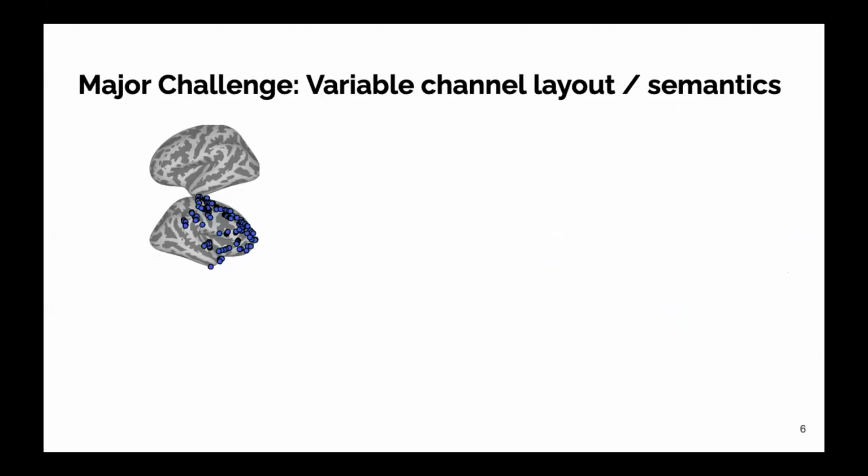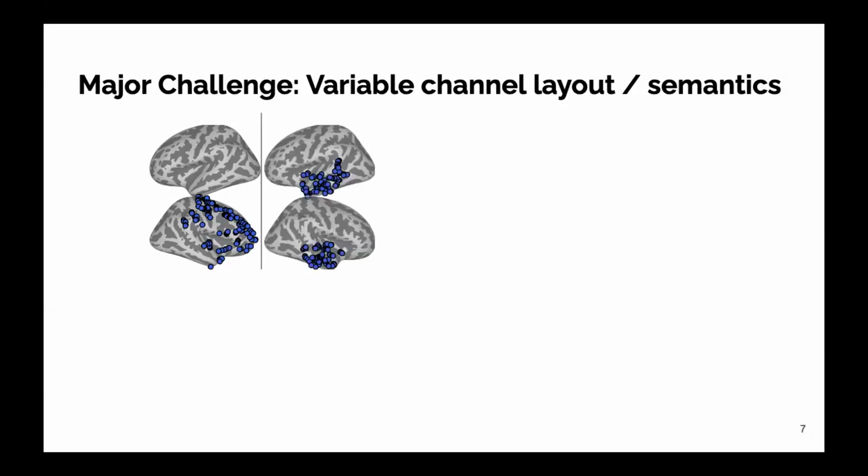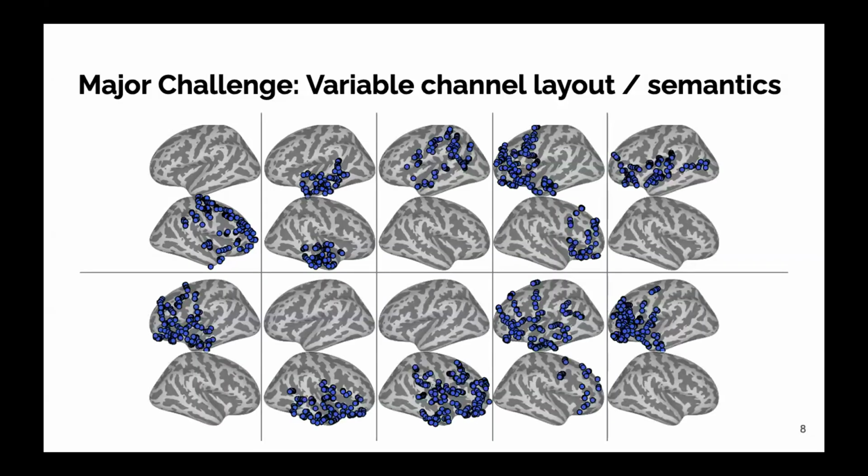All right, so why can't we just do this? Well, there's a major challenge with this type of data. We have variable channel layouts and semantics. So this is one example of a patient's brain with the electrodes implanted. And this is another patient's brain with a different set of electrodes implanted. And if you were to collect a lot of patients, you could probably cover most of the brain. But the problem is you're going to have different channels in different locations.